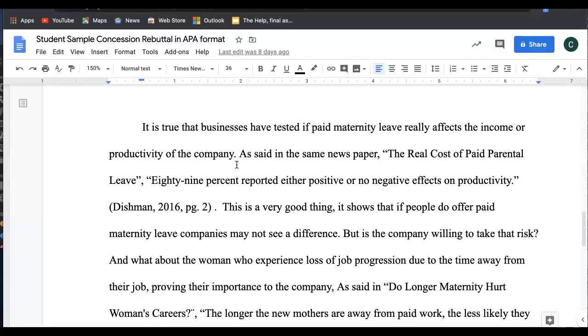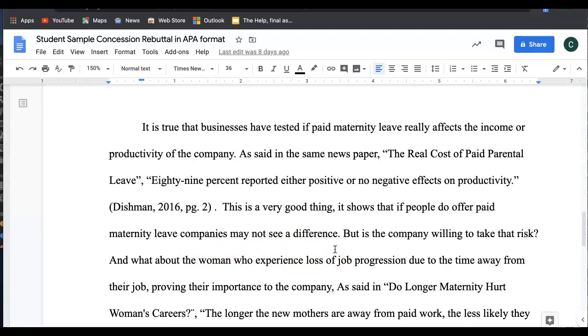Then, evidence. As said in the same newspaper, the real cost of paid parental leave, 89% reported either positive or negative effects on productivity. We have their text-based evidence that's quoted and cited in APA format, which we will be talking about in the coming weeks. This is a very good thing. It shows that if people do offer paid maternity leave, companies may not see a difference.